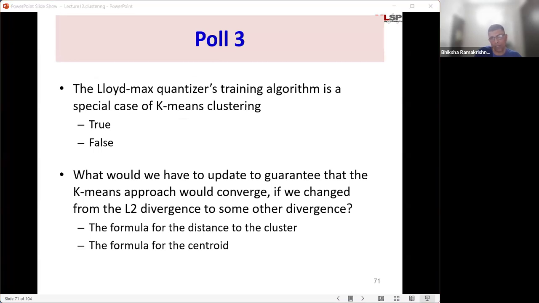Let me see if I can pull this up. Can you guys see it? I'm trying to launch this. Wait a minute. Give me a second. The previous poll is being shared for some reason. Okay. Can you see the poll?